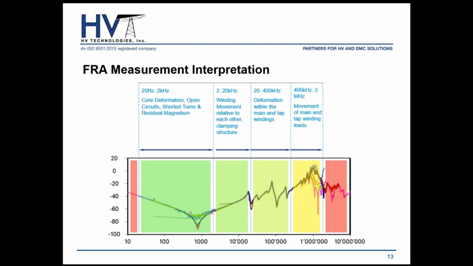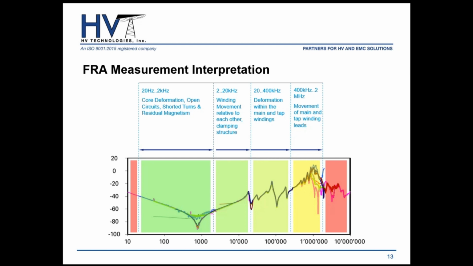And then from 400 kilohertz up to 2 megahertz, which is the top of what the standard requires, that will give you information about any movement in your main and tap winding leads.